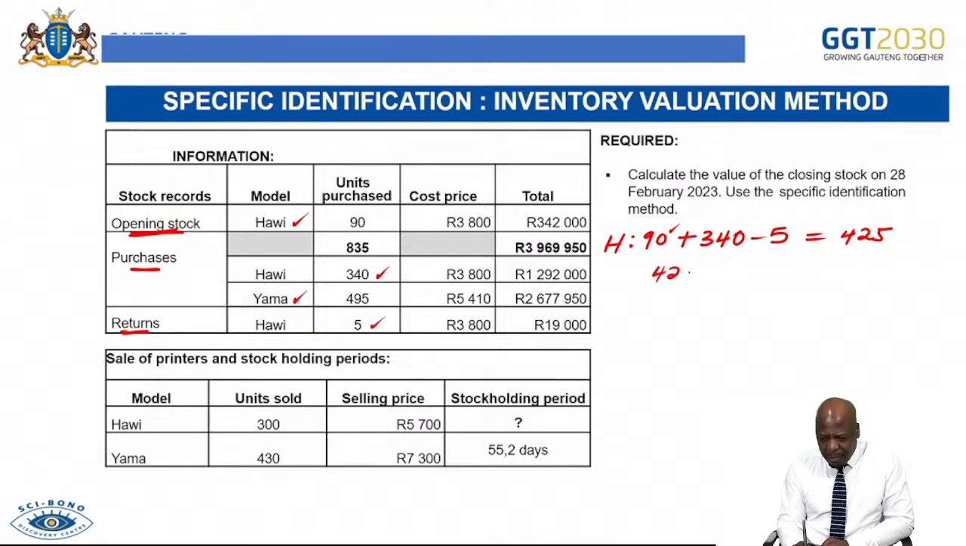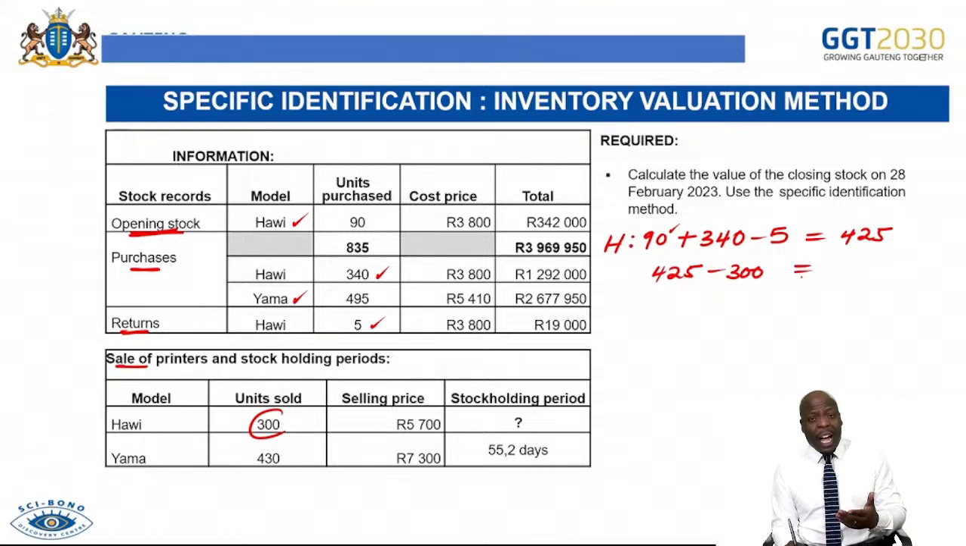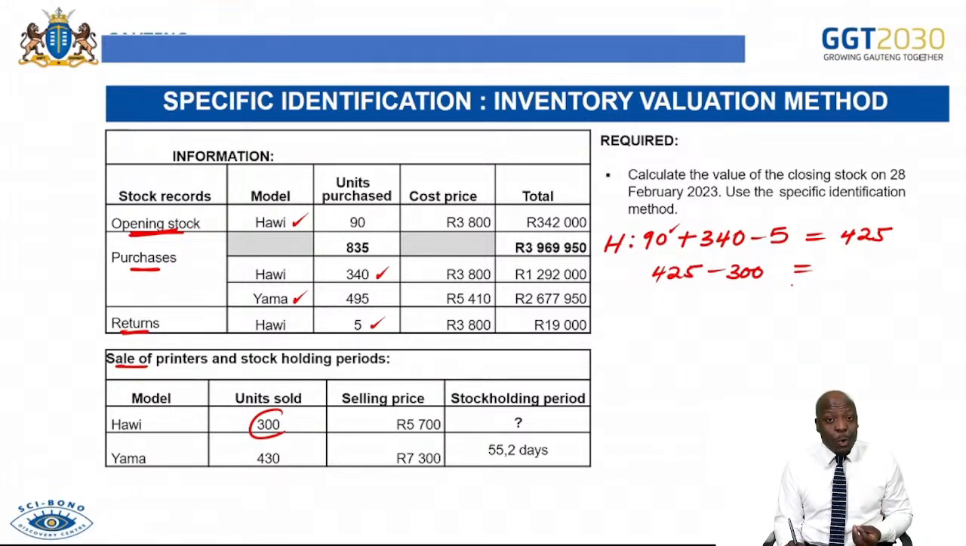Of these 425 that were available for sale, how many did we end up selling? We sold 300, minus 300. Therefore, if we had 425 available for sale and we sold 300, how many do we still have on hand now? We have 125. These have not yet been sold. So if 125 has not yet been sold, I want to now know the value of these 125 units.